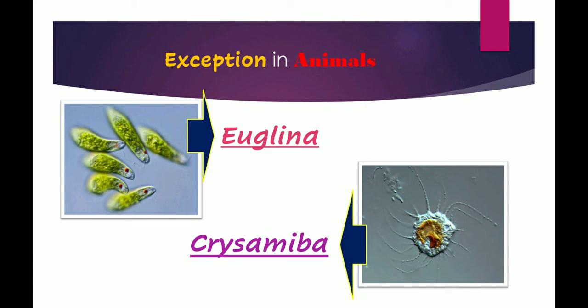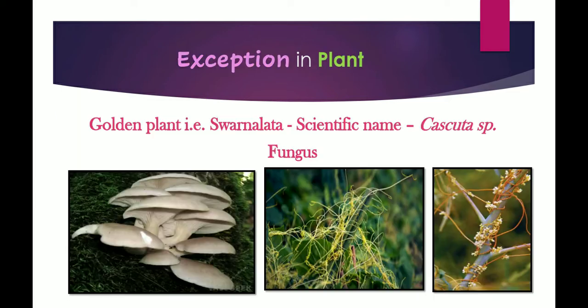Euglena and Chrysamoeba can perform photosynthesis in their body due to the presence of chlorophyll, as well as there are exceptions in plants also. Golden plant, Swarnalata, scientific name Cuscuta species, and the group of fungus cannot perform photosynthesis due to absence of chlorophyll. You can get a few MCQs or short questions from this part, mind it.